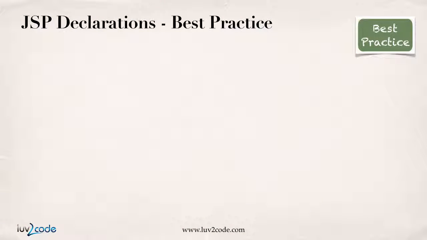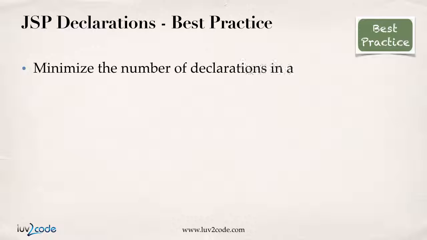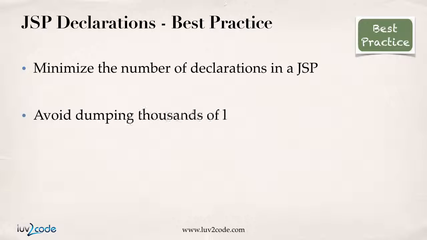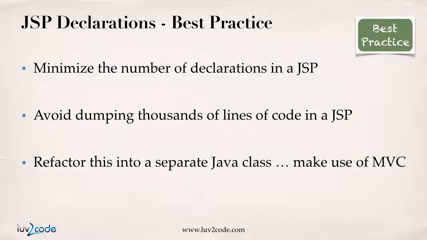Let's talk about some best practices. This follows what I discussed earlier with scriptlets. Similar thing here. You want to minimize the number of declarations in a JSP page and also avoid dumping thousands of lines of code in the JSP. Also, you want to refactor this into separate Java classes or make use of MVC. And I'll cover all of that later in the course. So in general, don't overdo it with JSP declarations.